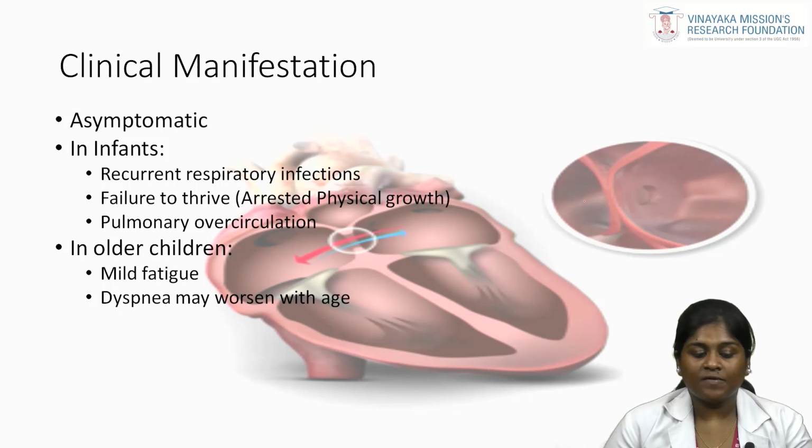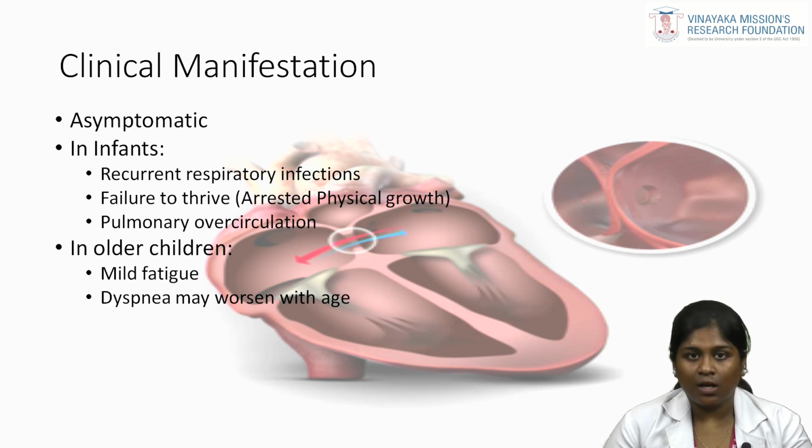And next we have some clinical manifestations. So ASD, if it is asymptomatic in infants, that causes recurrent respiratory infections and failure to thrive or arrested physical growth. They might get arrested with their physical growth, and then pulmonary overcirculation.